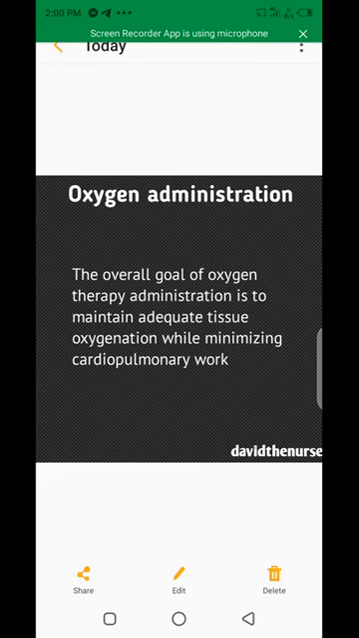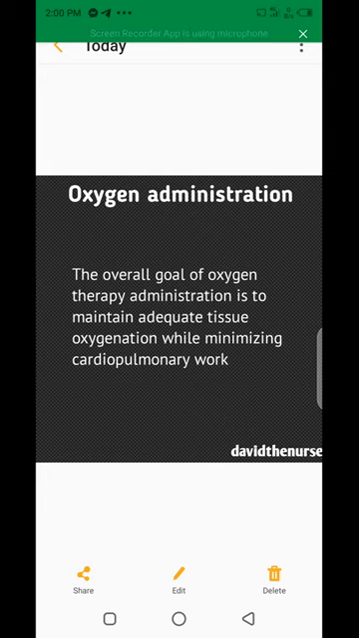So oxygen is essential. When the oxygen is not reaching the tissue, the body will switch over to anaerobic respiration, and we know the consequence. When there's anaerobic respiration, there will be production of lactic acid, and that will lead to acidosis, metabolic acidosis, respiratory acidosis, and so on and so forth. So we don't want this to happen to our patients. So we must be equipped with the right knowledge of oxygen administration.